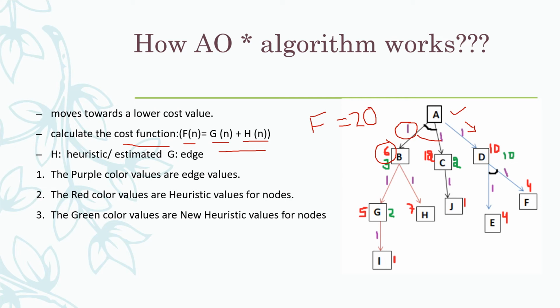And here we get 10 plus 1 equal to 11, sorry. So we have to choose the minimum, and we have to go in this way. 11 is minimum. So now we have to explore D.